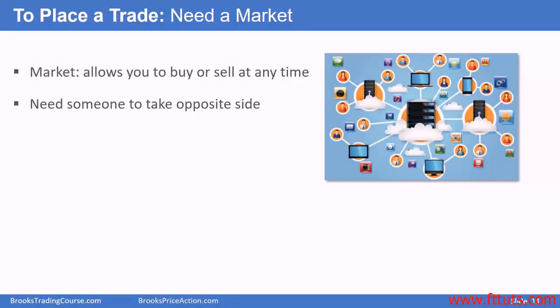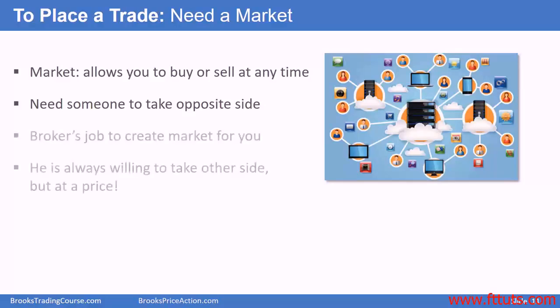Now, to place a trade, you need a market. You could go to a little kiosk down the street that is a foreign exchange center, but the transaction costs will be so great, it's impossible to make money. The advantage of a Forex market is it allows you to buy or sell at any time. And whenever you want to place a trade, you need somebody else to take the opposite side. And it's the broker's job to create that market for you. Whenever you want to buy or whenever you want to sell, he's always willing to do the opposite. If you're buying, the broker or his bank will sell. If you want to sell, the broker or his bank will buy.